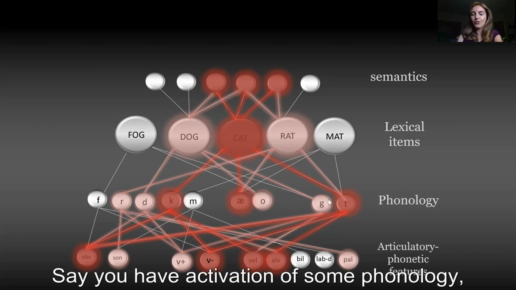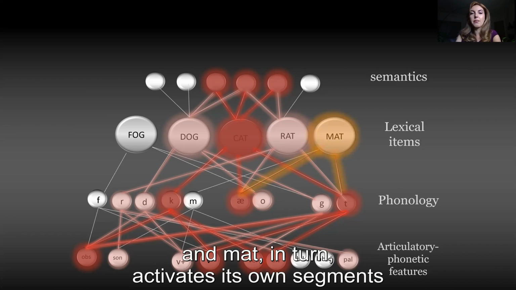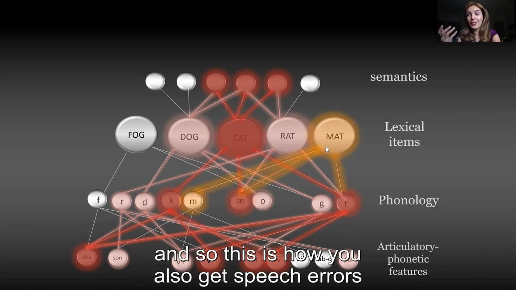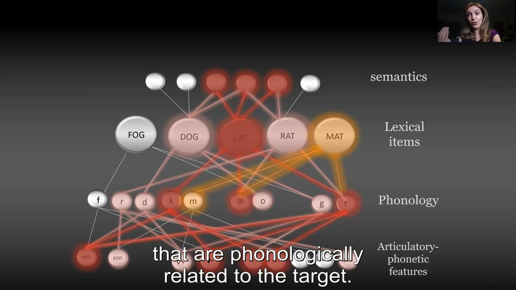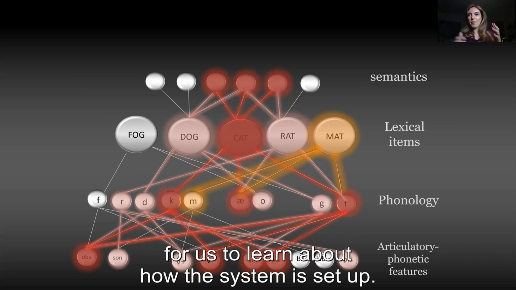Say you have activation of some phonology, they send activation back to a lexical item, such as mat, and mat in turn activates its own segments. And so this is how you also get speech errors that are phonologically related to the target. So similarity in general is a really useful tool for us to learn about how the system is set up.